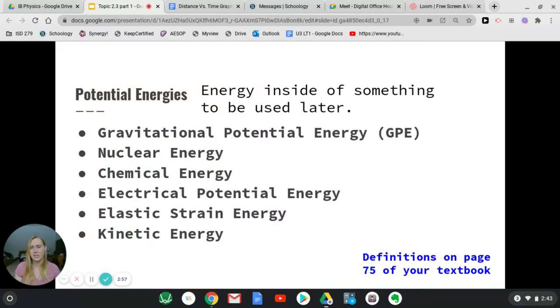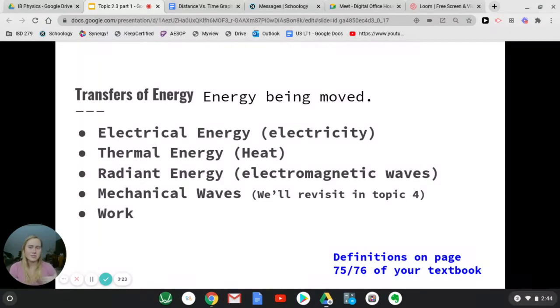So potential energies that are inside of something that can be transferred through a force are things like gravitational potential energy, nuclear energy, chemical energy, electrical potential energy, elastic strain energy, and kinetic energy. The definitions for all of these are on page 75 of your textbook, but again, we'll talk about them when we get to each one individually. Whereas when energy is physically being moved, we give them specific names like electricity or heat, electromagnetic waves or mechanical waves, or we say there's work being done. These are names we use for when energy is being transferred.